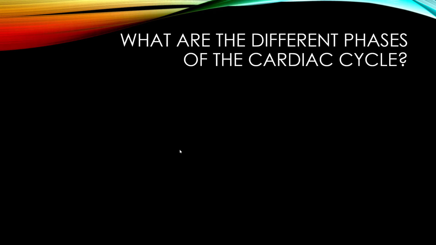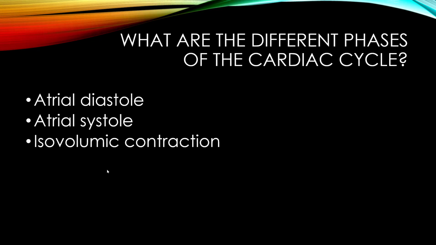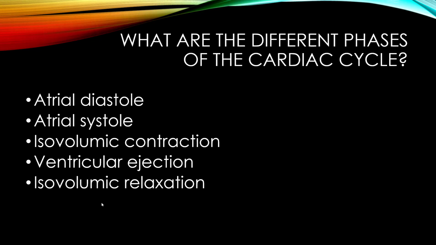What are the different phases of the cardiac cycle? Atrial diastole, the first phase. Atrial systole, second phase. Some people also call it diastole and systole. Isovolumic contraction, ventricular ejection, isovolumic relaxation, and ventricular filling.